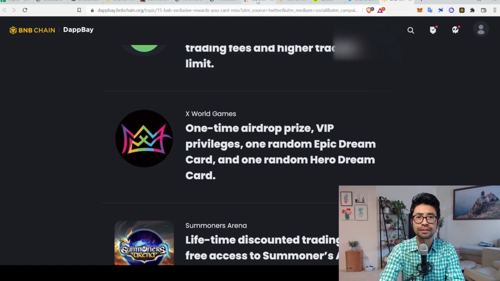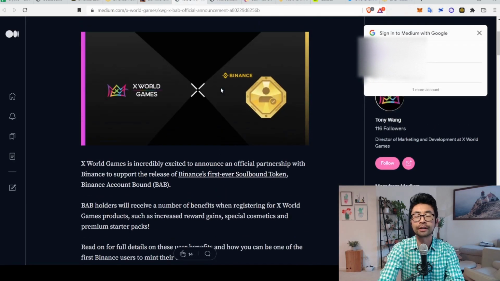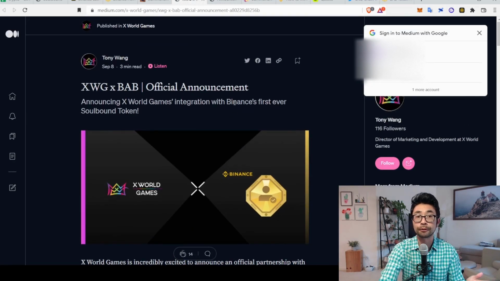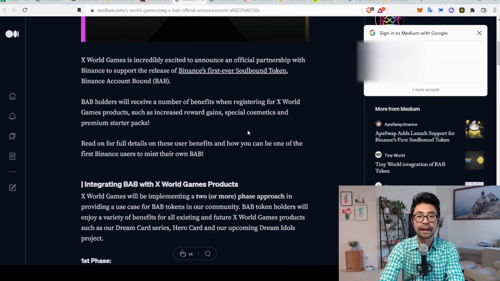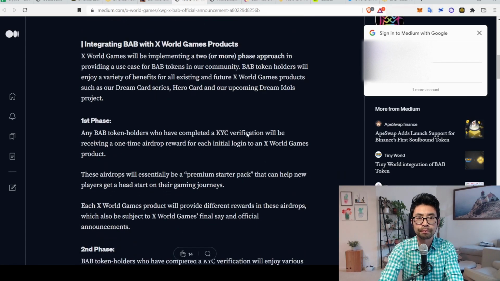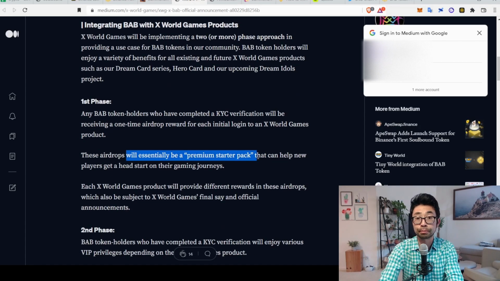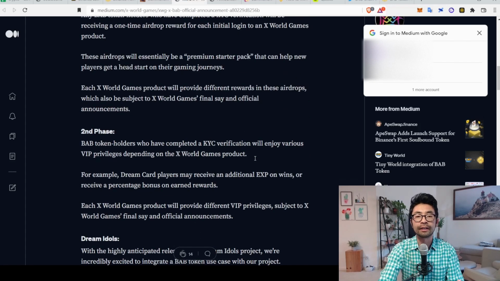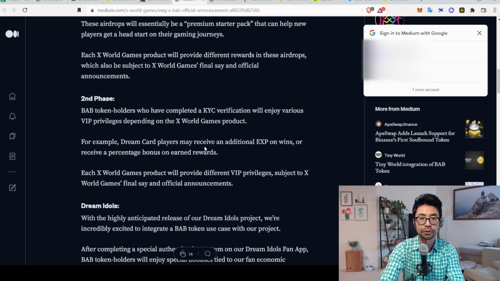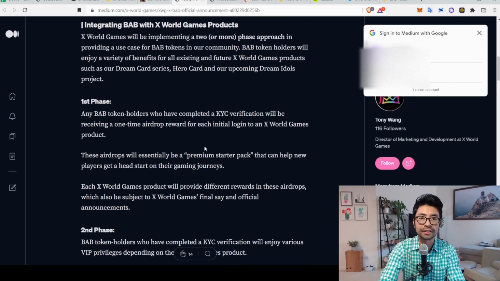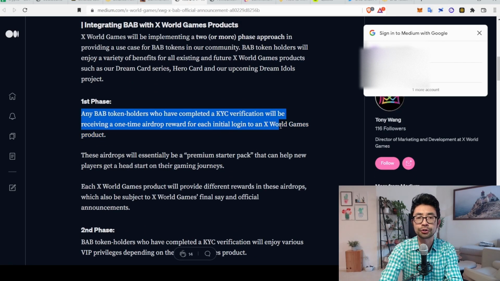I think the best one is this X-World Games reward. X-World is one of the most popular metaverse platforms on the BNB chain, and they're actually giving an airdrop, which is essentially premium starter packs, to everyone who logs in for the first time into every game. So it's not just one game on their platform, it's any game. Here you go: receive a one-time airdrop reward for each initial login to an X-World game product.